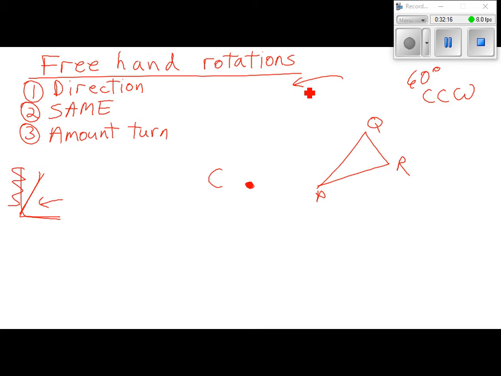And all I'm going to do on this, 60 degrees, I'm just connecting P to C. It's going to come off at a 60-degree angle, somewhere about there. Figure out how far C is from P. P prime should be the same distance from that. So it's about that far, about that far.